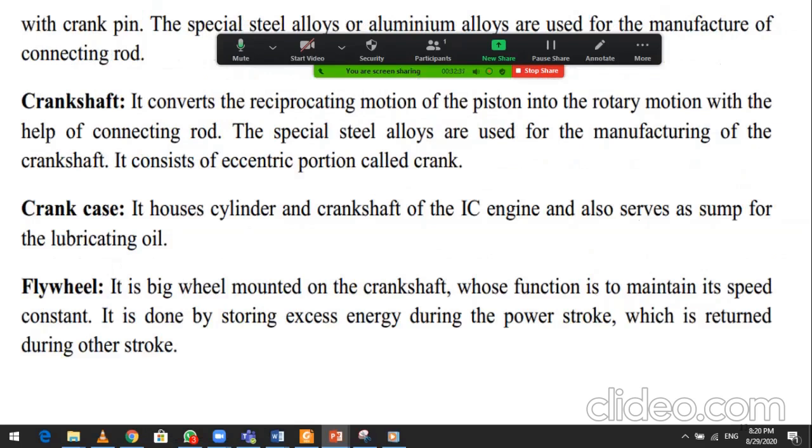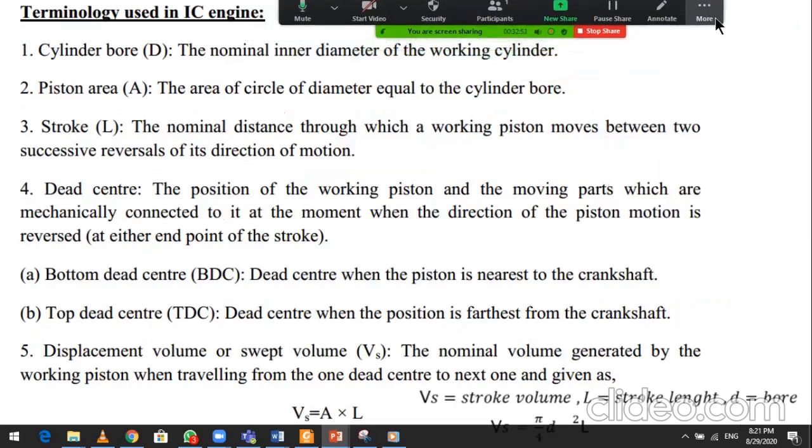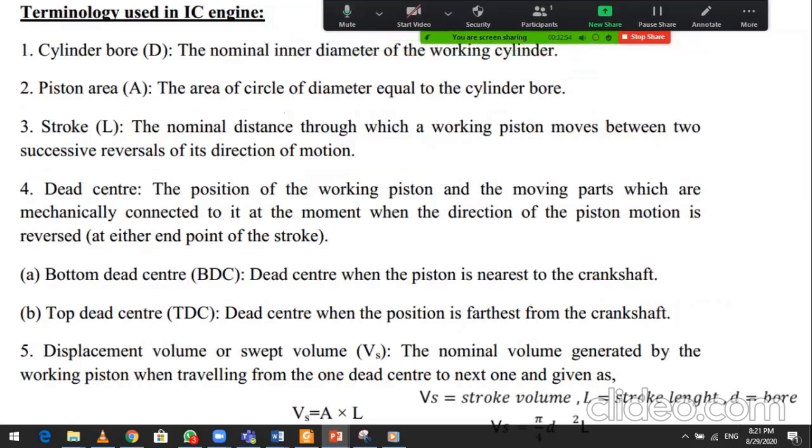It is a big wheel mounted on the crankshaft, whose function is to maintain its speed constant. This is done by storing excess energy during the power stroke, which is returned during the other strokes. Okay? So you have seen these components, and we have completed the second part of this week.